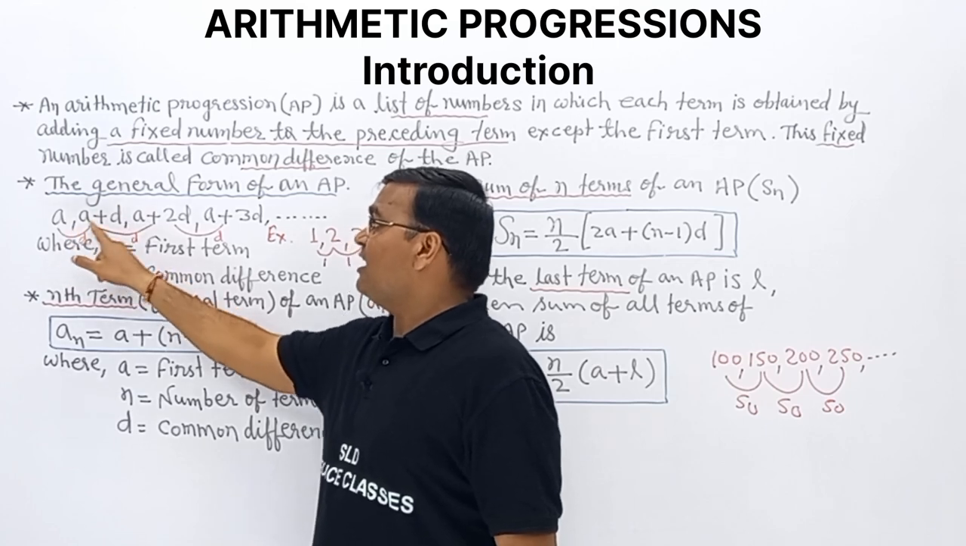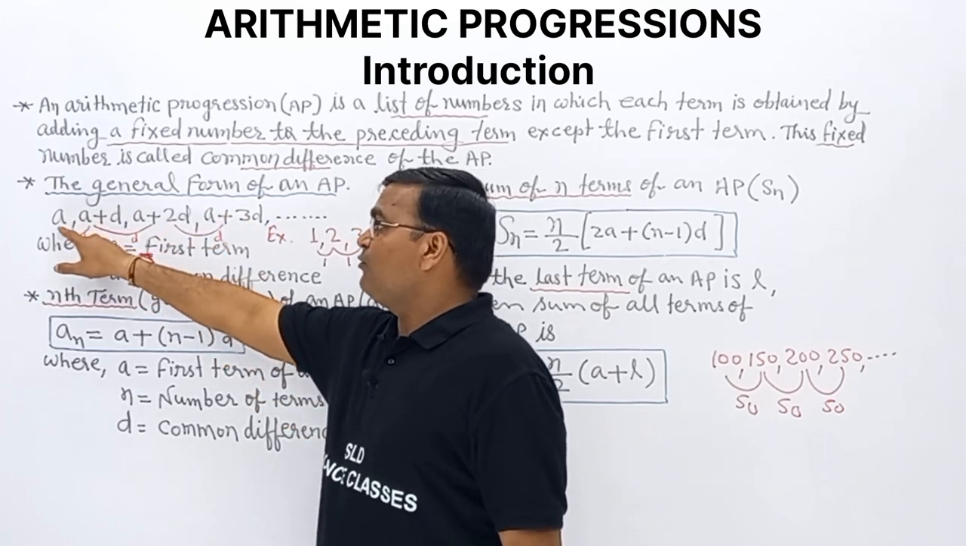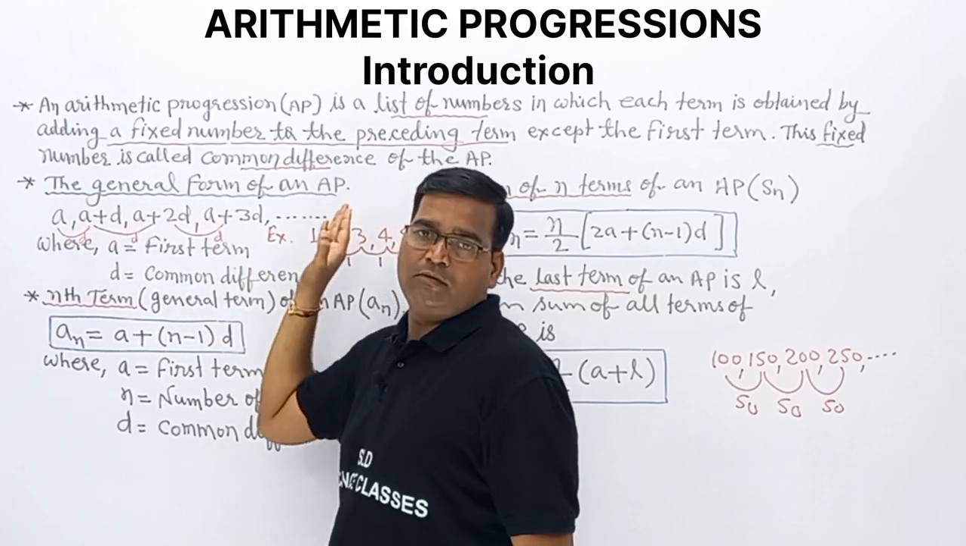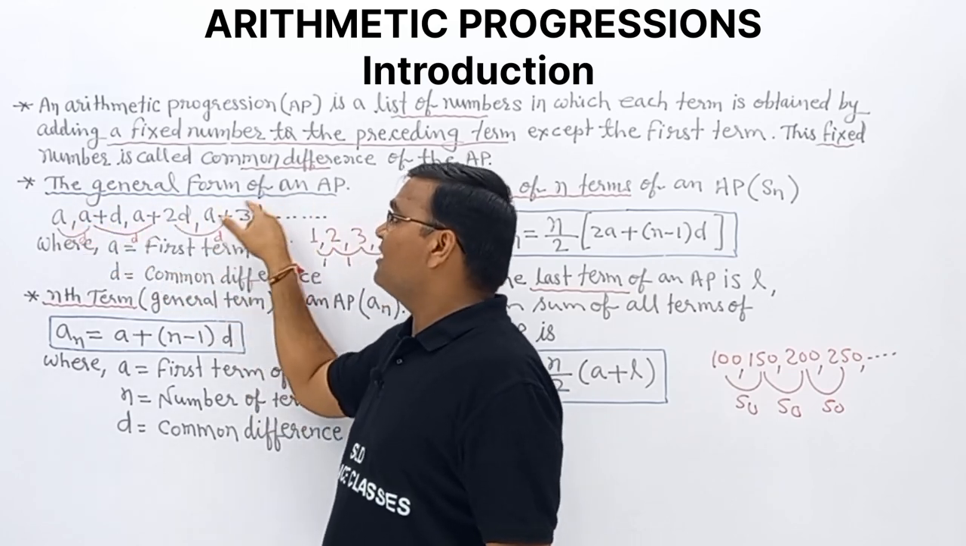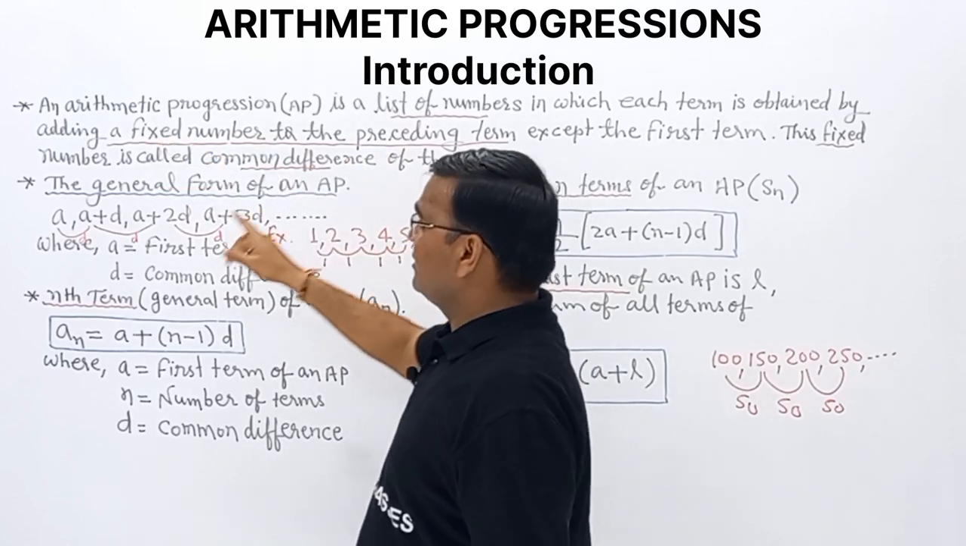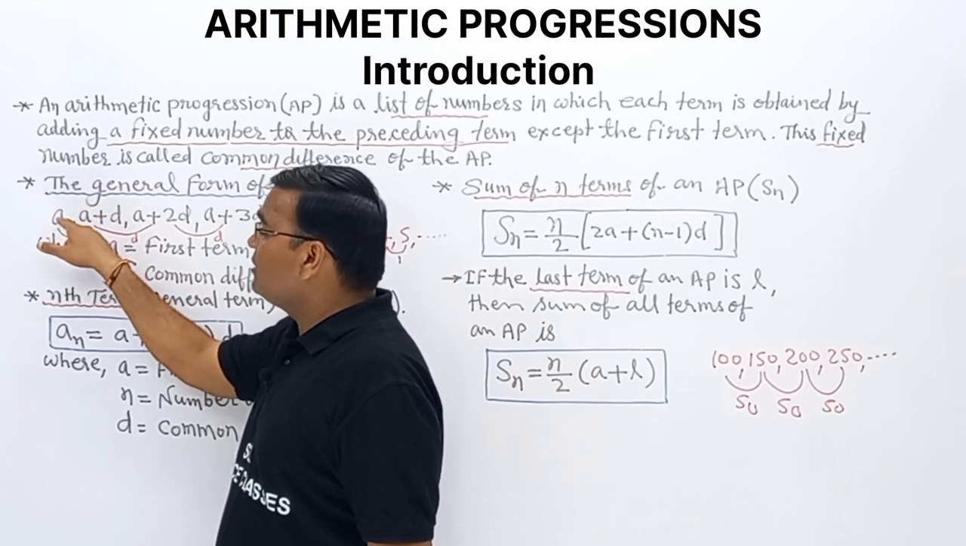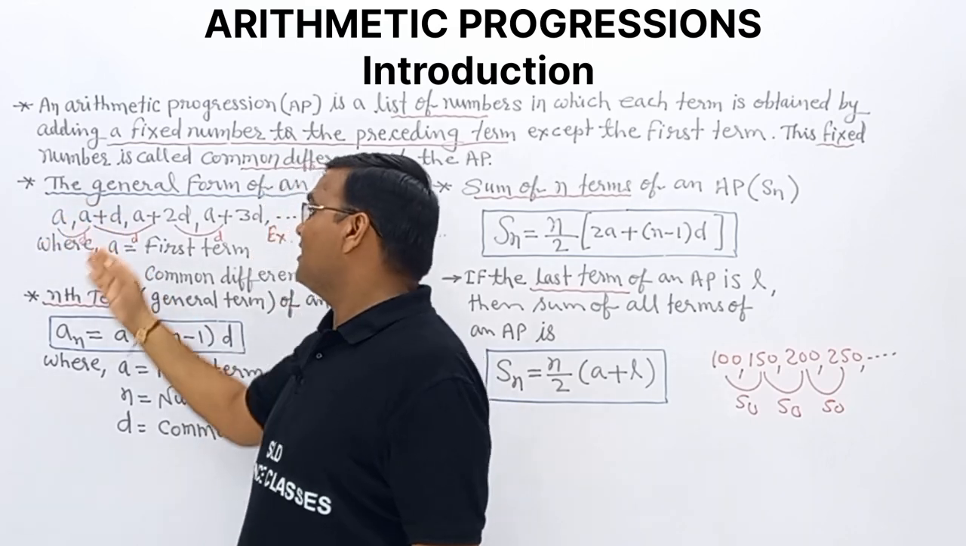Its general form is a, a plus d, a plus 2d, a plus 3d, and so on, where a fixed number d is added. We add a fixed number to the preceding one and get the next. For example, how do we get a plus d? We add d to its preceding term, then we get this one.